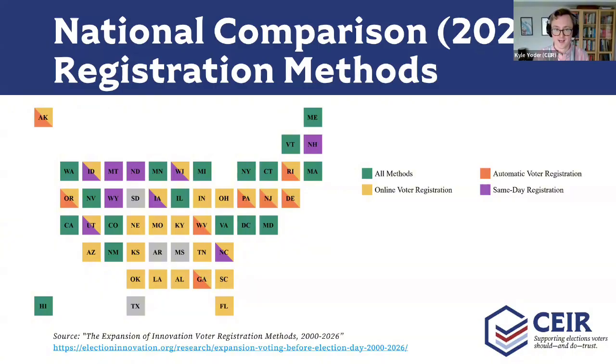Other states also have same-day registration options and automatic voter registration options to provide additional opportunities for voters to get registered either immediately before casting a ballot during early in person or on election day, or passively as they're interacting with their motor vehicles agency or other government offices, updating their information there so that can be captured and collected and sent to the election office to keep their voter registration up to date.